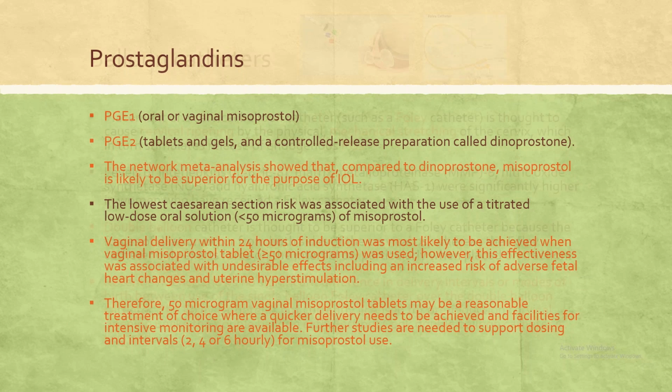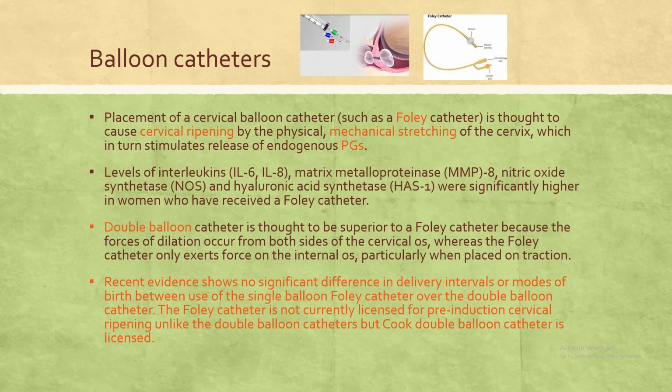Now another method is balloon catheters. So it is a mechanical method, the placement of cervical balloon catheters. These balloon catheters either can be single balloon or double balloon. Okay. So single balloon is the routine Foley's catheter, and double balloon, right now the new Cook's catheter is also available, and there are different types of double balloon catheters also available.